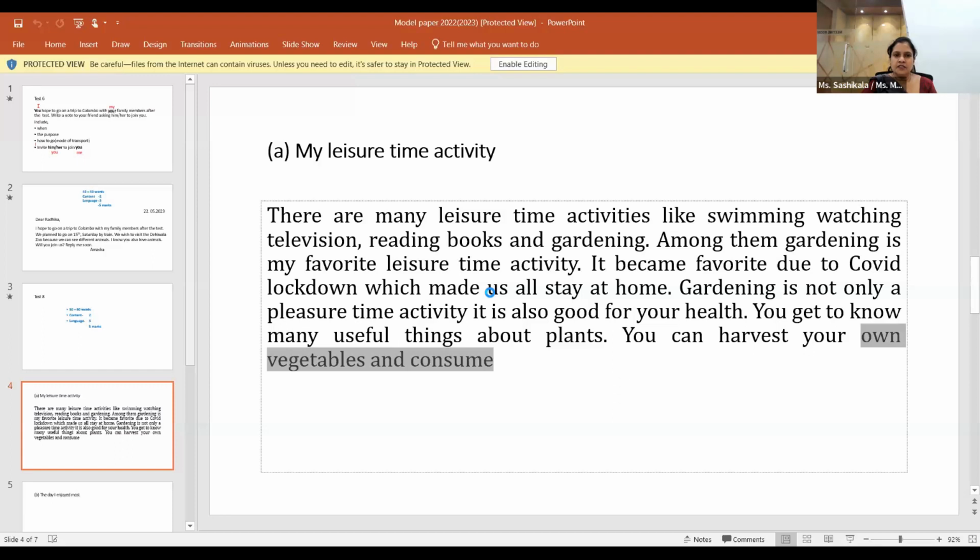Right. Now this is the full answer. Now you can see. Can you see there are some words underlined? Here I have used some conjunctions. If you are familiar with these conjunctions, you can use them.